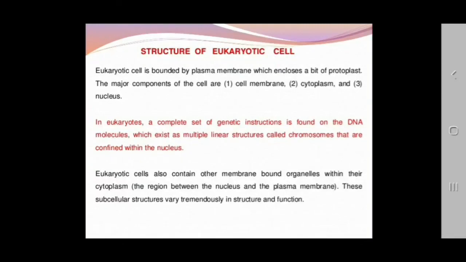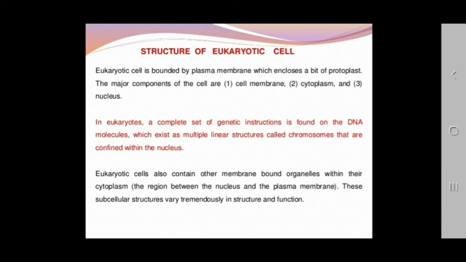Components. I hope you are clear with the structure of the prokaryotic cell. The prokaryotic cell is much different from the eukaryotic cell. Okay, how does this prokaryotic cell look? What are the important components of the prokaryotic cell we have discussed in previous lectures? And today we are going to start with the eukaryotic cell.